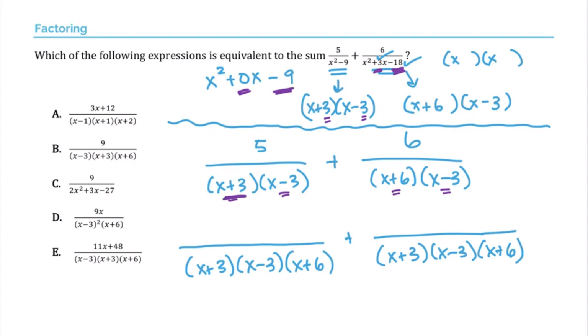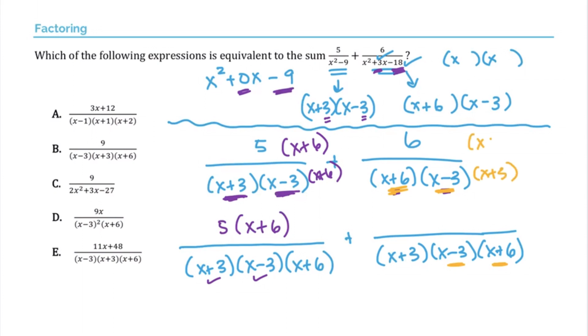So we already had an x plus 3 and an x minus 3 on the left, right? Here they are. But we are missing an x plus 6. So if I want to multiply the bottom by x plus 6, I'm going to have to multiply the top by x plus 6. So on the top, I end up with 5 times x plus 6. Now let's do the same thing for the second one. I have an x plus 6 already. I have an x minus 3 already. I am missing an x plus 3. So whatever I do to the bottom, I have to do to the top, and I'm going to simplify this as 6 times x plus 3.